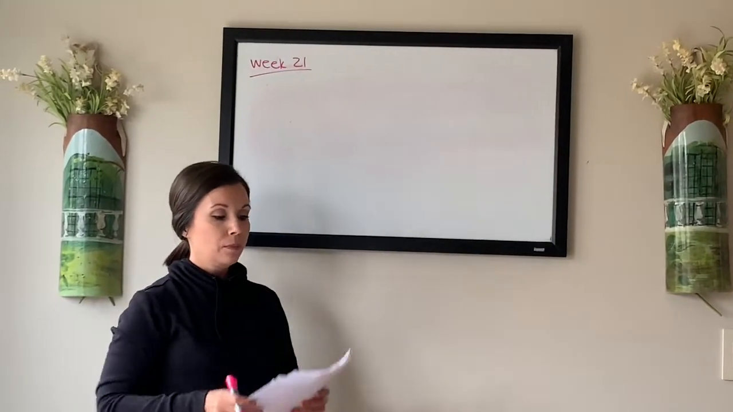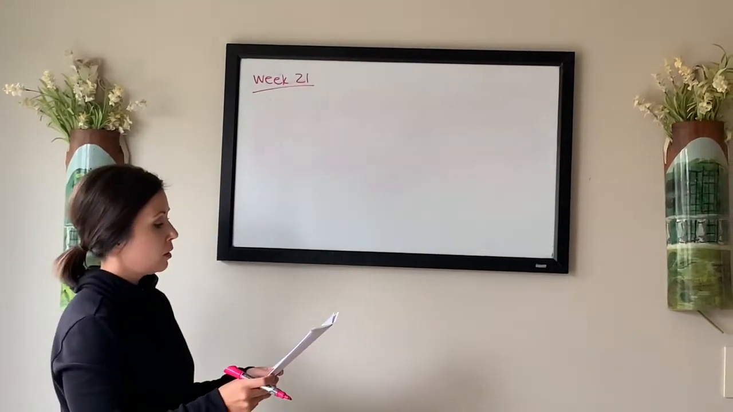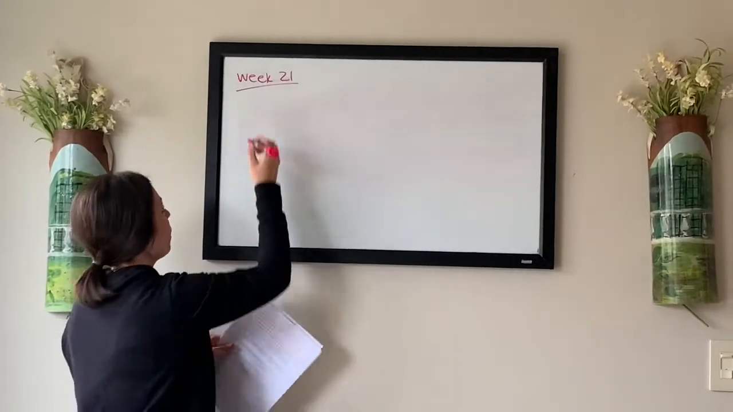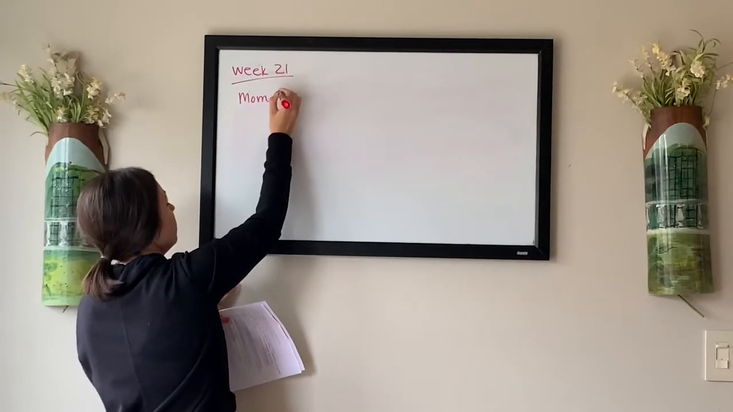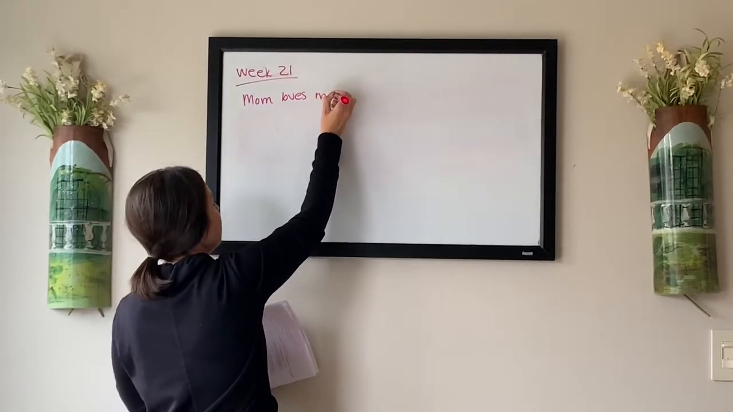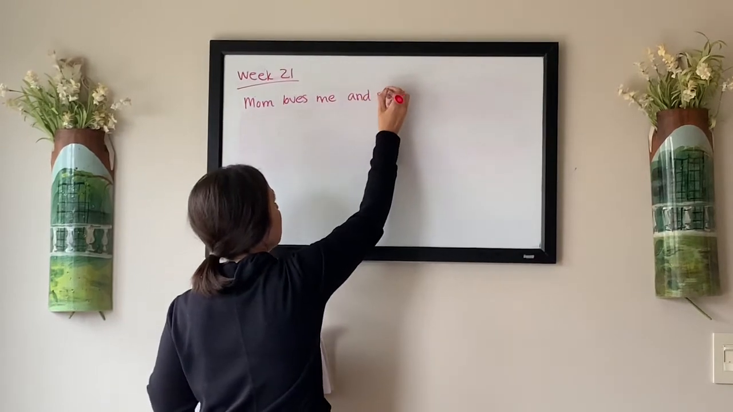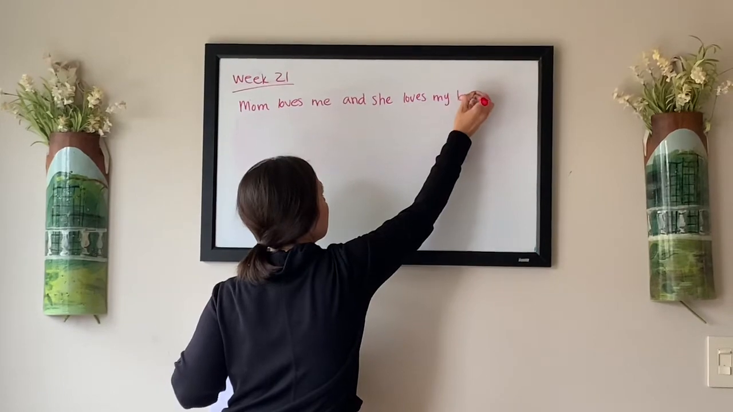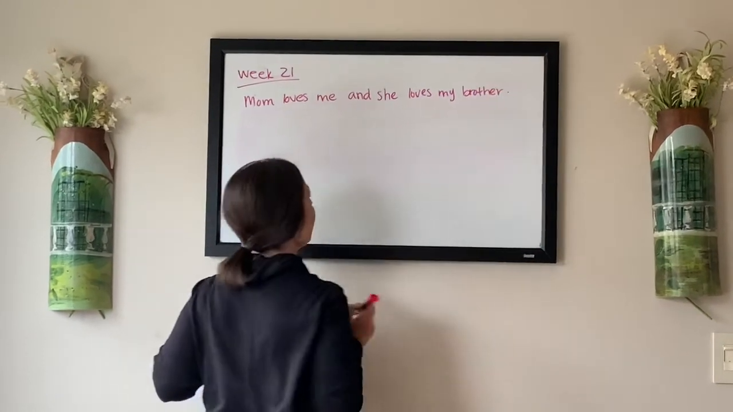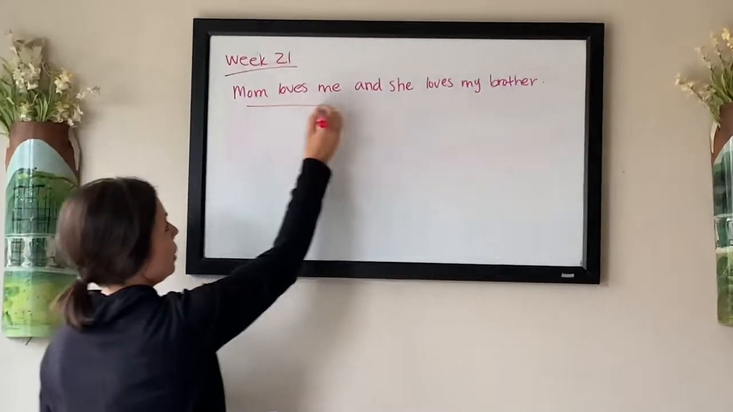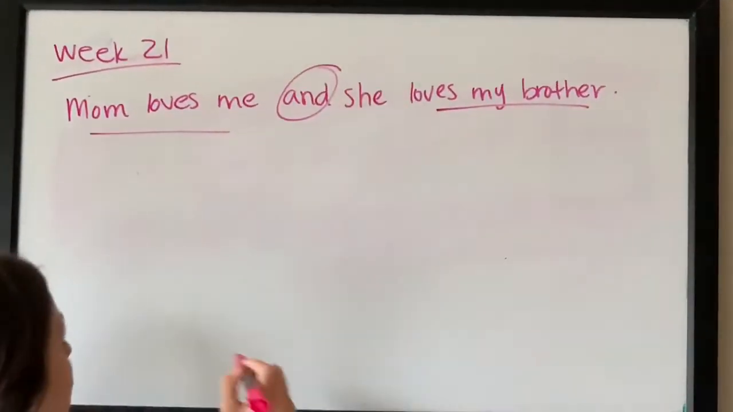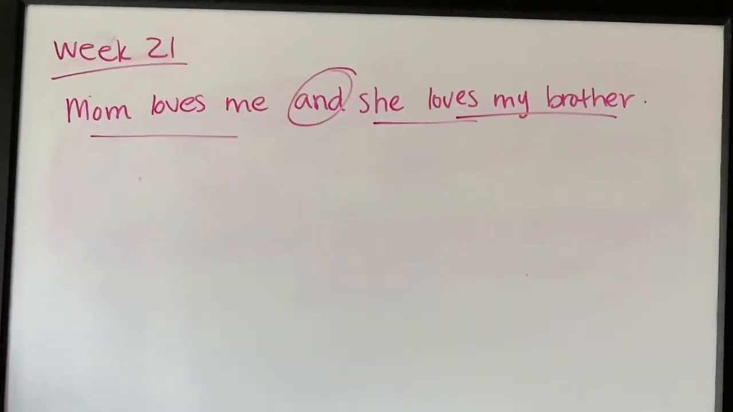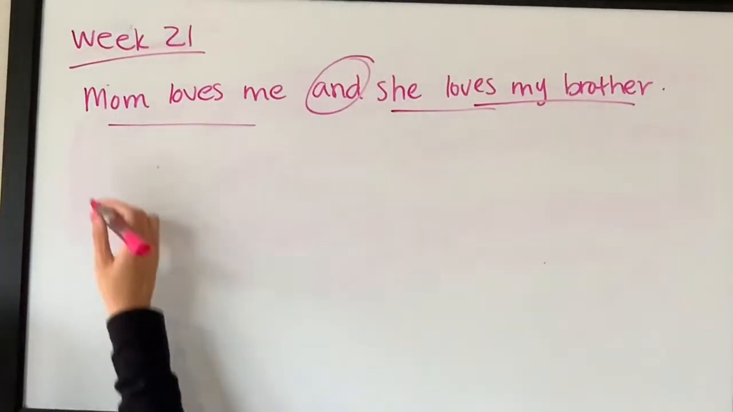Let's try another one. If I give you the compound sentence that says, Mom loves me and she loves my brother. Okay, that's a compound sentence. It's two independent clauses joined together by a conjunction. Okay, and then if I give you the sentence that says, Mom, who hugged me, loves me.